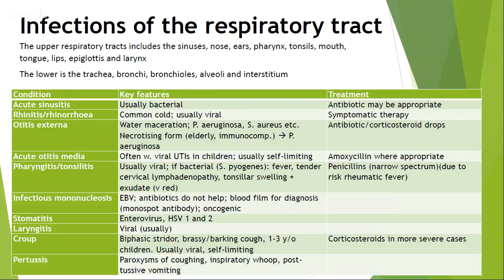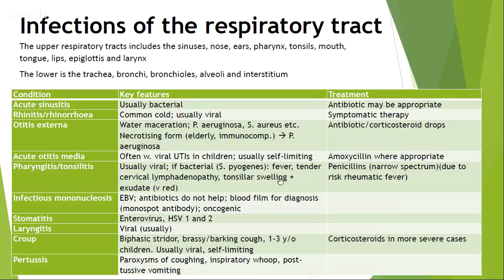All right. So to begin with, infections of the respiratory tract. These are probably fairly low yield. Just a couple of key things. So, for example, acute sinusitis will usually clear on its own, but it's usually bacterial, so you can give an antibiotic. That contrasts with something like rhinitis, which is usually viral, only symptomatic therapy. Otitis externa is usually related to water in the ears, and the key causative organisms are here. Pseudomonas aeruginosa is also going to cause the necrotizing form, which will occur in the elderly or immunocompromised.